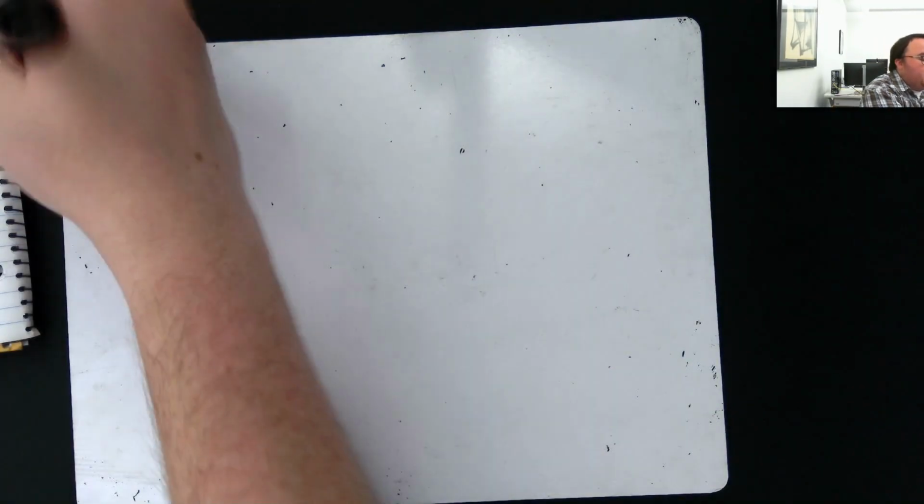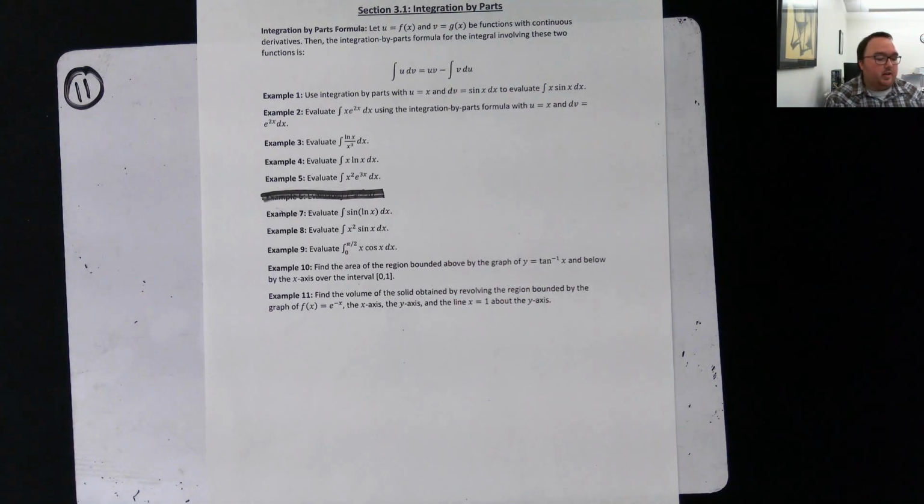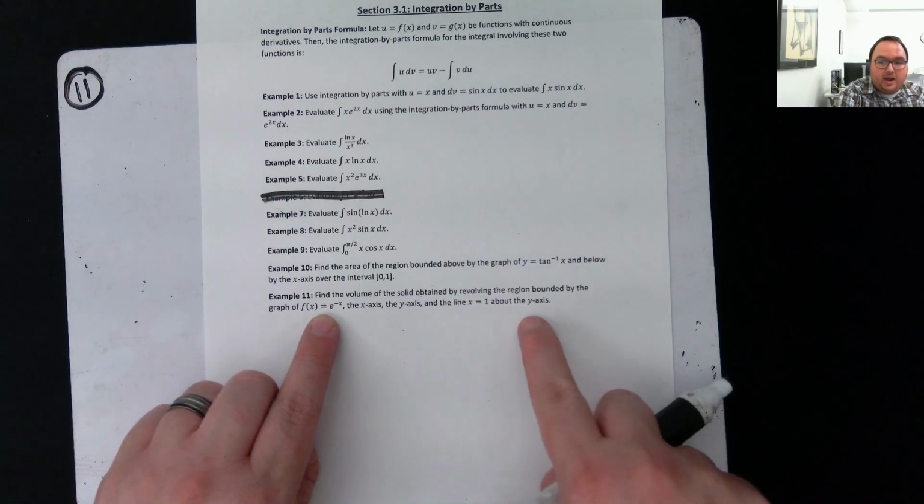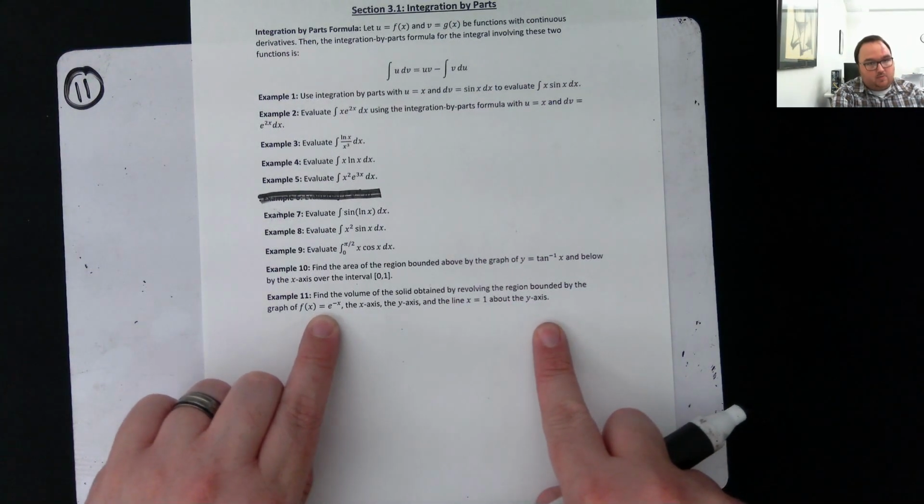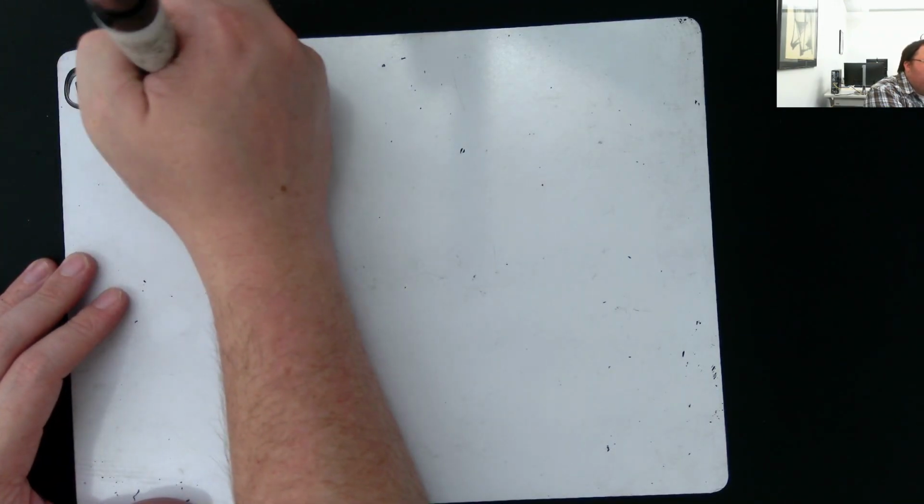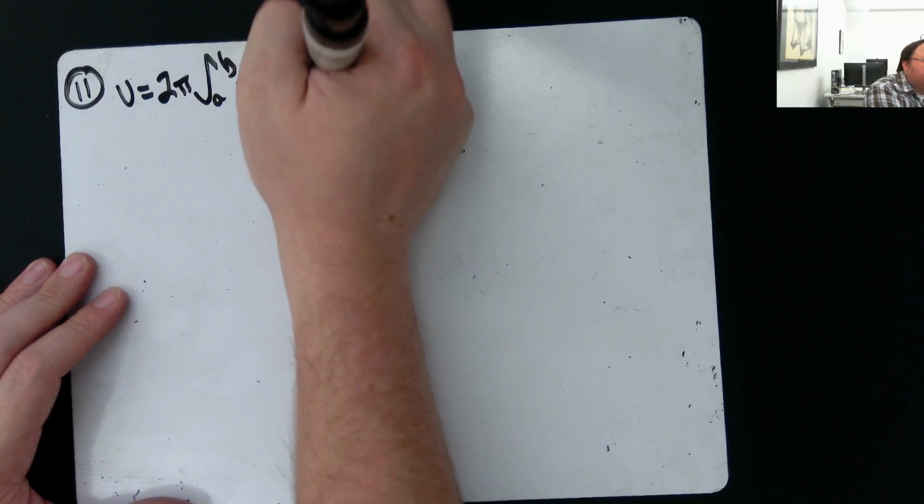Example number 11. Find the volume of the solid obtained by revolving the region bounded by the graph of f of x equals e to the negative x, the x-axis and the y-axis, and the line x equals 1. I'm going to rotate that around the y. So it is a function in terms of x rotated around the y, which means I want to use the shell method, right? Remember, the shell method said the volume is going to be equal to 2 pi integral from a to b of x f of x dx.